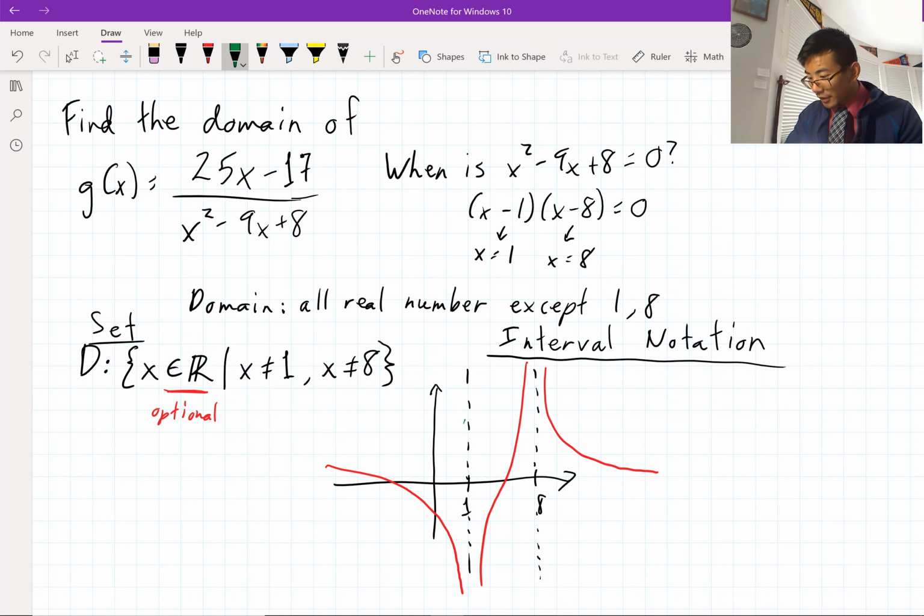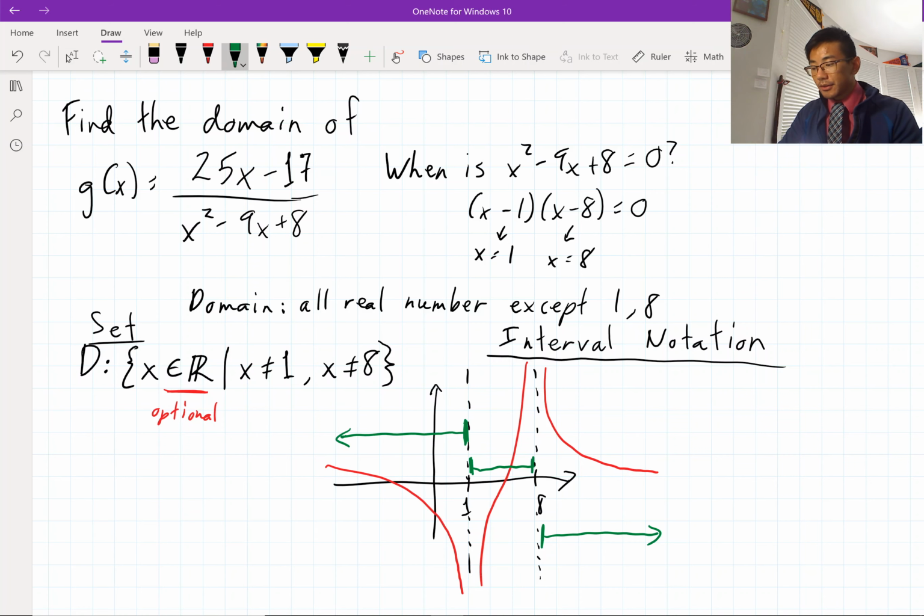My first interval is here, going that way. The second one's in the middle. And the third one is starting at 8 and then going off to the right. And so the question is, how would I write this interval? Well, each of these intervals rather.